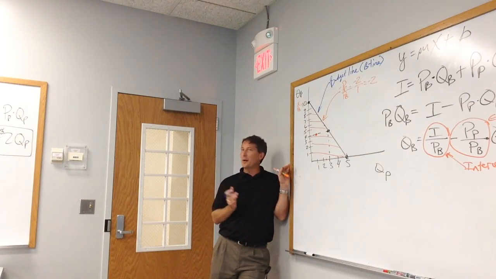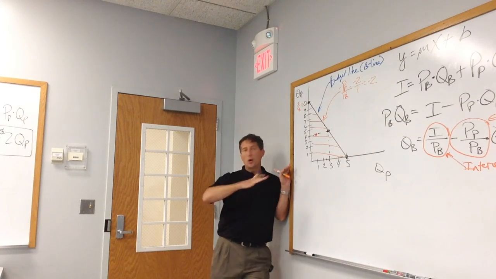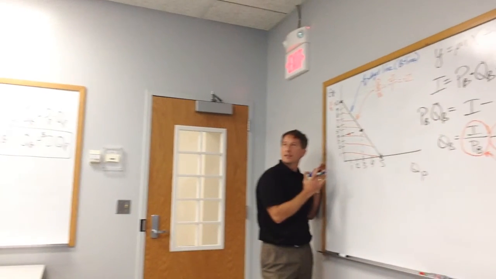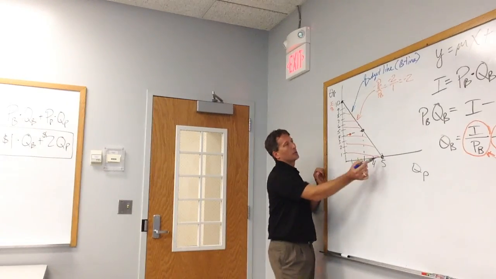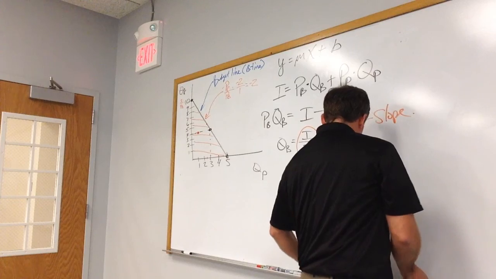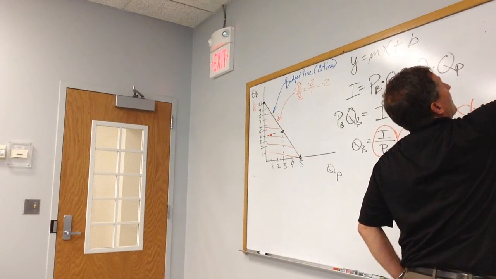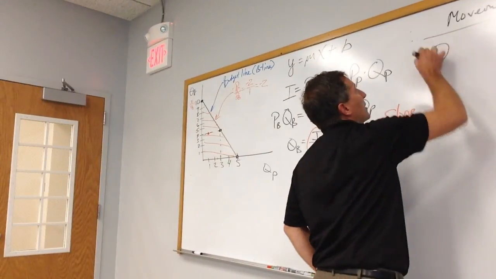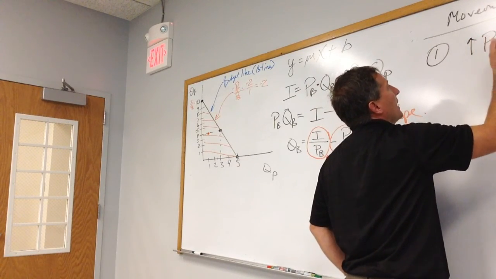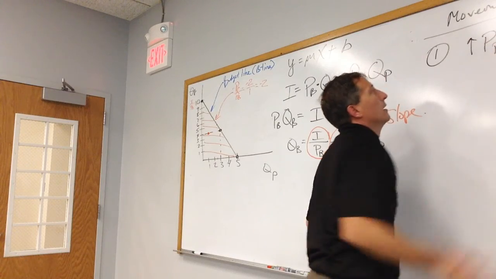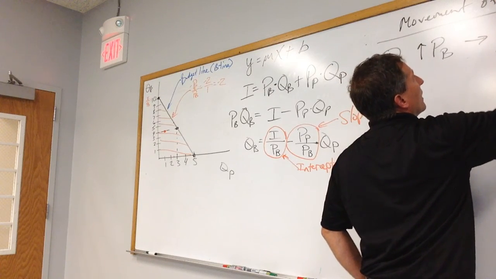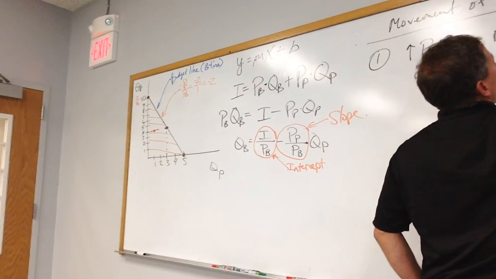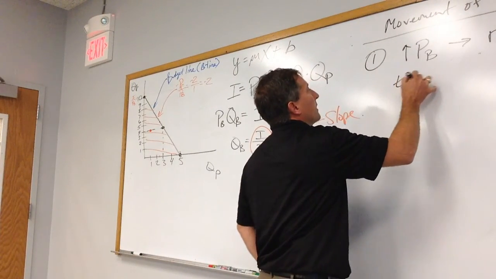It kind of doesn't quite shift, so be careful. The slope gets more flat. I want to be careful using the word elastic because it's not the demand curve at this point, but it does come in. So this is going to rotate inward. So let's call this movement of the budget line number one: if there's an increase in the price of beer, that leads to a rotation around the horizontal axis.